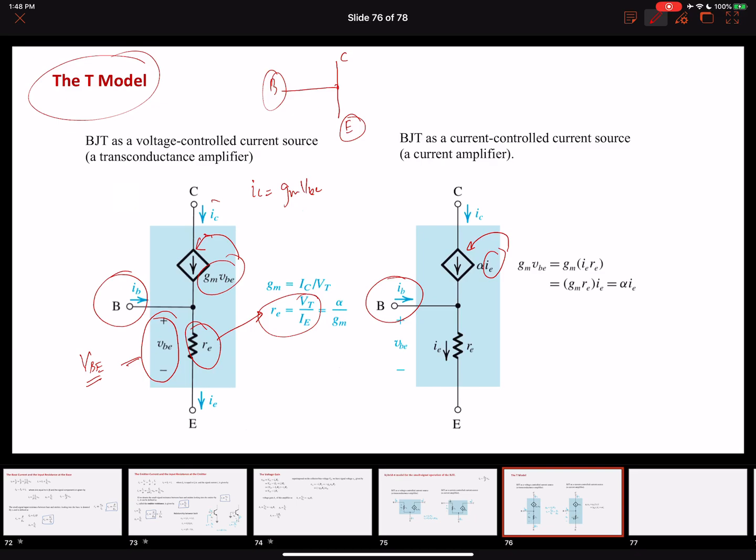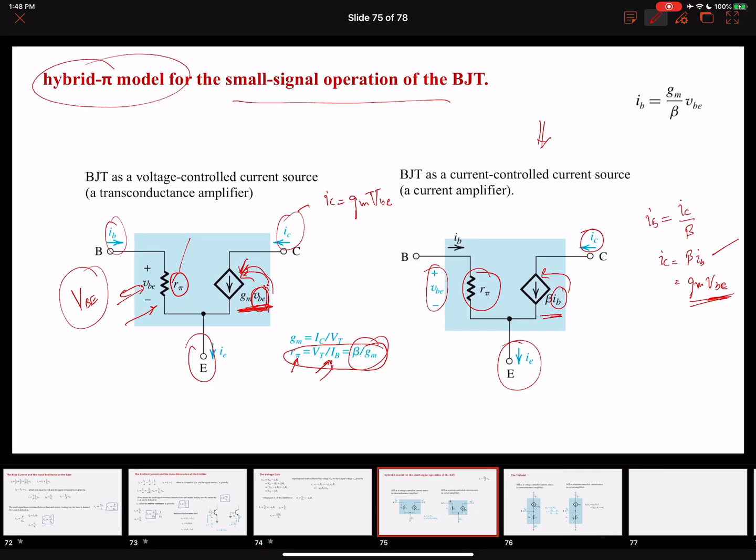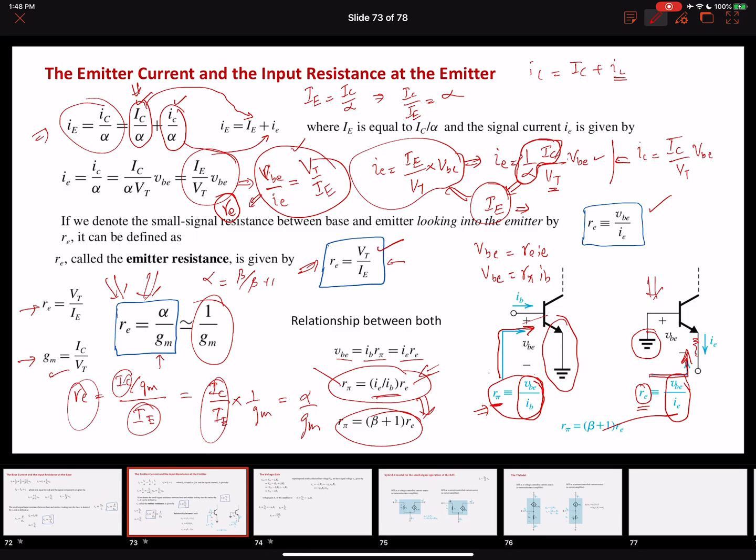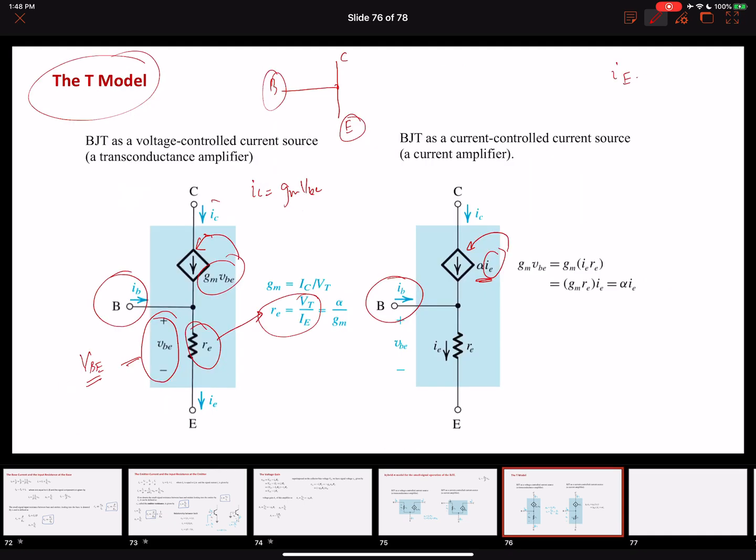Interesting thing, how will the value change over here? Let's go to the emitter current. We know that emitter current equals IC over alpha. So our IC equals alpha times IE. So we end up putting this: IC equals GM VBE, and it also equals alpha times IE. So we can alternatively use these equations.